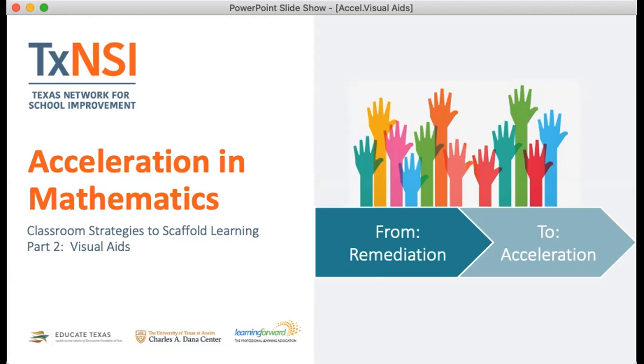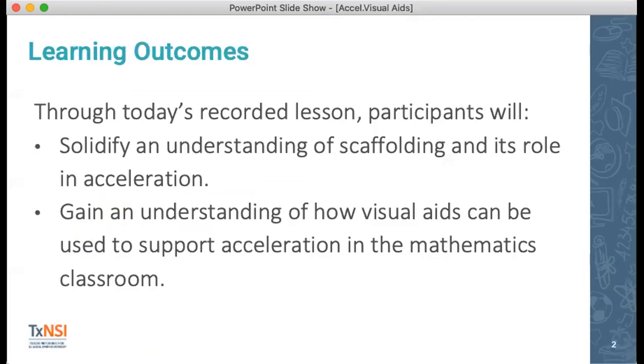I'm really excited to be here with you today because part 2 of this series is all about visual aids and how they can help students organize and understand the material. As I said in video 1, the first outcome is not going to change. It's really the goal of the whole series, and that is to solidify an understanding of what scaffolding really is and its role as we move towards this acceleration process. But today we're going to gain an understanding of how visual aids can be used to support acceleration in the mathematics classroom.